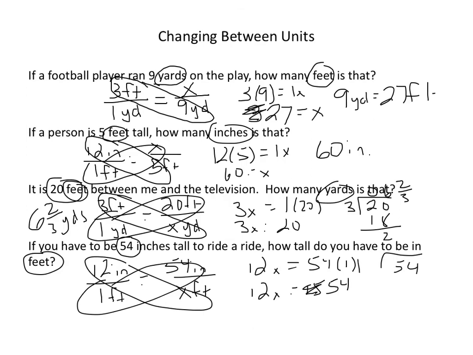So 54 divided by 12 goes in 4 times, which is 48. 54 minus 48 is 6. So we have 6 twelfths left over, which is 1/2. So it would be 4.5 feet tall.